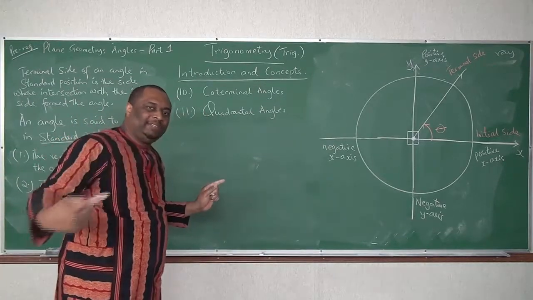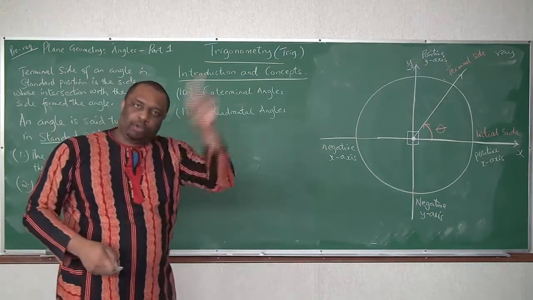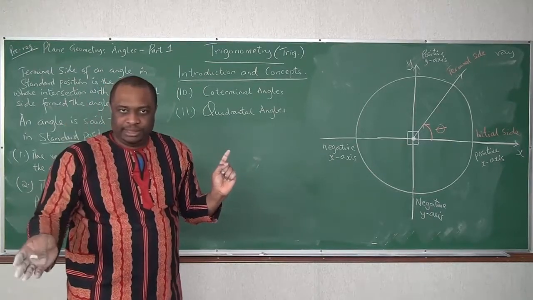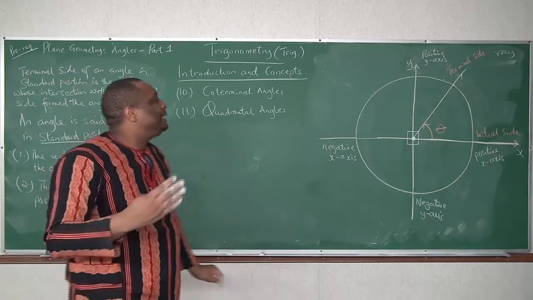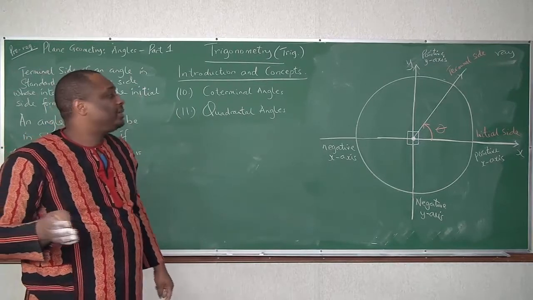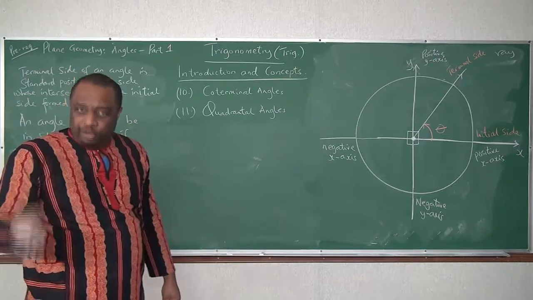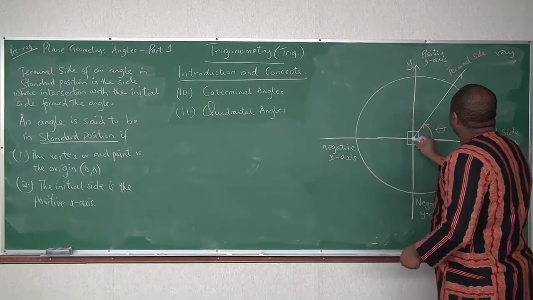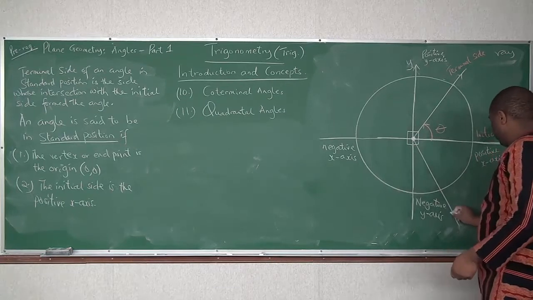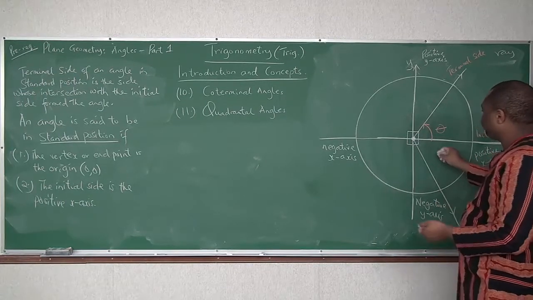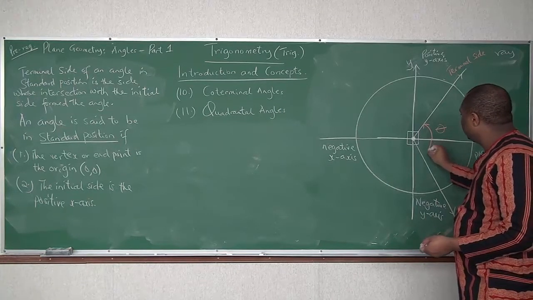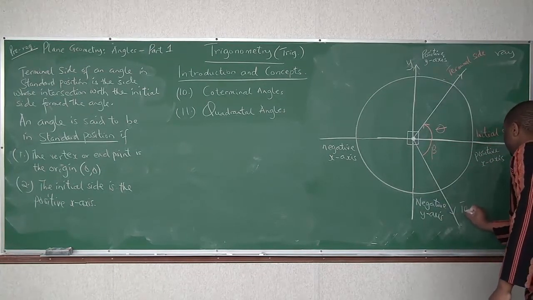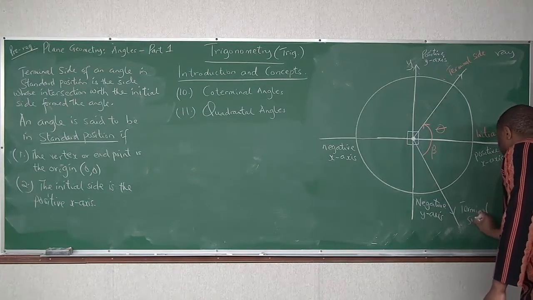When the angle is formed by a counterclockwise rotation, the angle is positive. Now, you could still have an angle in standard position but negative, because an angle can also be formed by a clockwise rotation. For instance, you can have an angle here. You can have a terminal side here, and then this angle is formed. Let's call this beta. And this is still the terminal side.